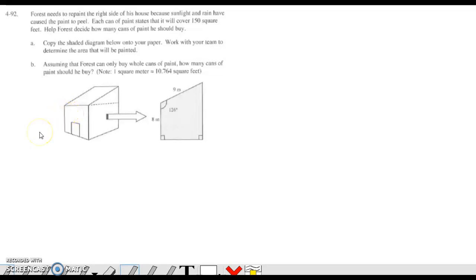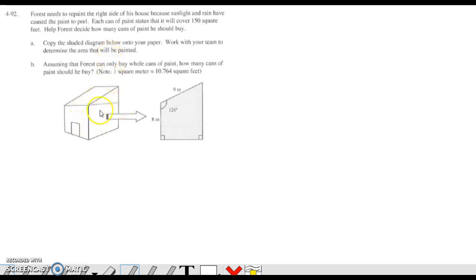Okay, so here are your 2 extra credit questions. All right, so here's our first one. We want to know how many cans of paint we need, where each can covers 100 square feet. So the first thing we want to do is find the area of the house that's going to be painted.